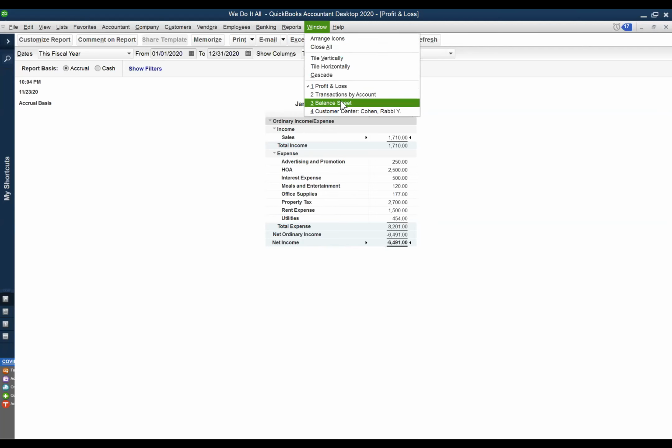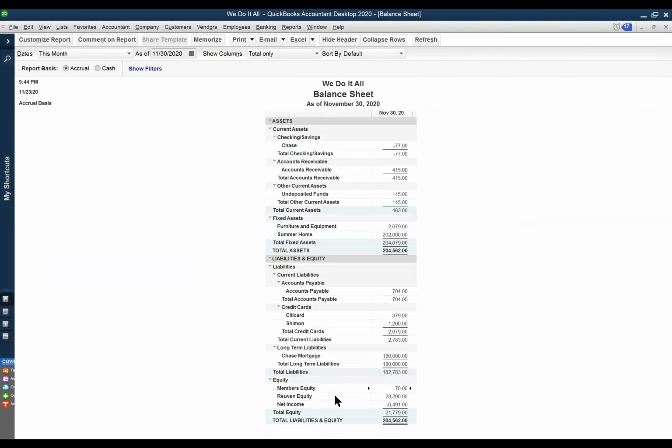Okay, perfect. And on your balance sheet, you have members' equity, the right lines. Let me just double check the balance sheet. What did you want me to check there? The equity section. There are 3 lines: members' equity, Reuven equity, and net income. It's the bottom section. What do you have for members' equity? Okay, members' equity is 570.